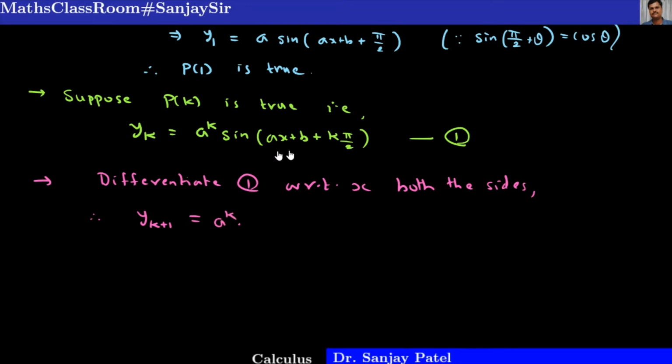And the derivative of sine theta is cos theta. So first I will write cos of ax plus b plus k into pi by 2, and the derivative of ax plus b plus k pi by 2, where b is constant and k into pi by 2 is constant, so its derivative is 0. So what remains is only a. So this into a will be there. And this we can write as a raised to k plus 1, and this cos theta I want to write in terms of sine theta. So I can use the same formula, sine pi by 2 plus theta is cos theta. So this cos theta you can replace by sine pi by 2 plus theta.